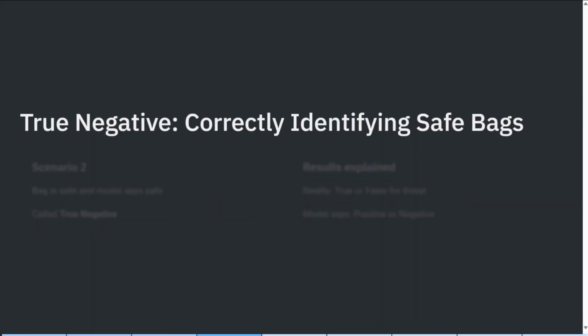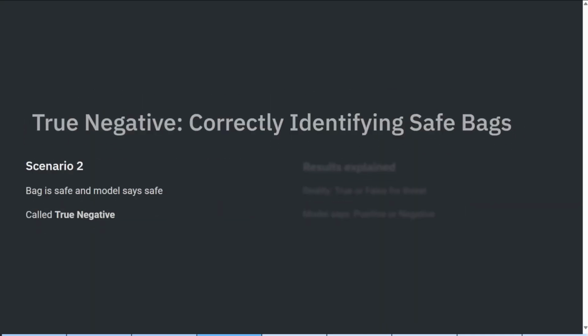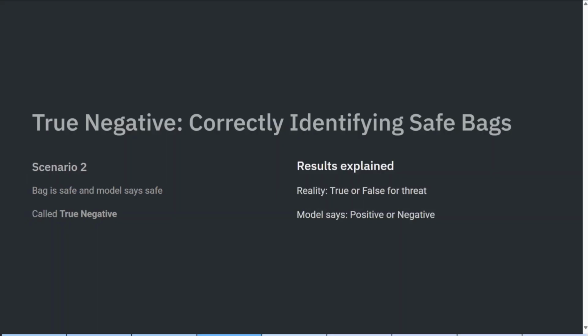In scenario 2, the bag is completely safe and the model correctly says it is safe. So it's perfect. That's a true negative. True or false is the reality of the baggage, whether it is safe or not, and positive or negative is our model result, how it is detecting.